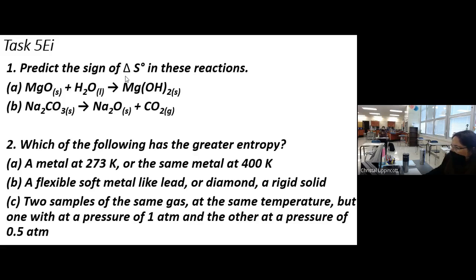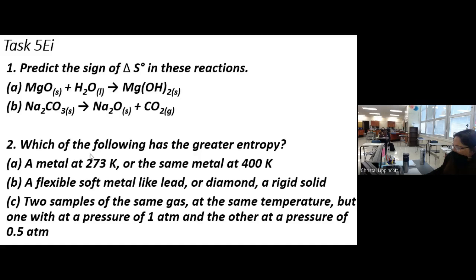So we were predicting the signs of delta S in these reactions. We saw here where we went from a solid and a liquid, from 2 moles of material down to 1. So we would expect that our entropy would be less here. Here we were going from a solid where we had 1 mole to 2 moles, and one of those moles is going into a gas. So that's definitely a positive delta S. That's the kind of thing we were looking at yesterday.